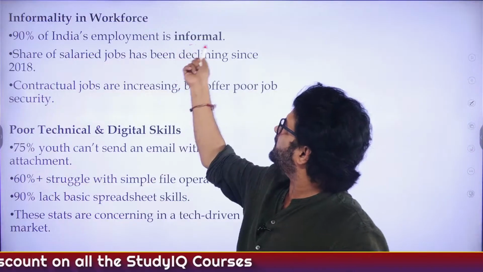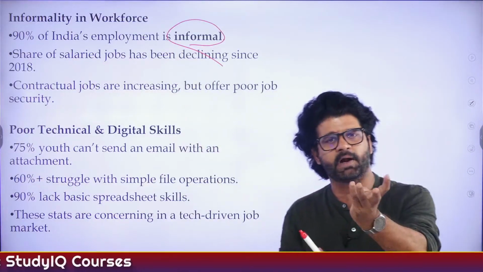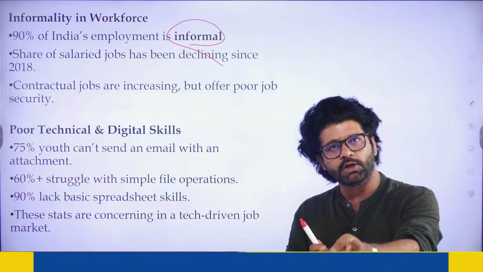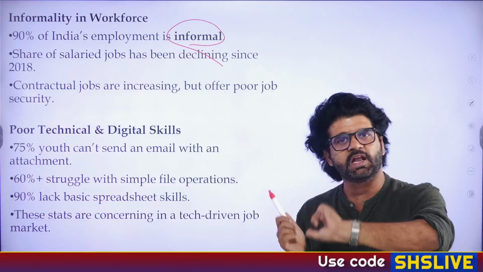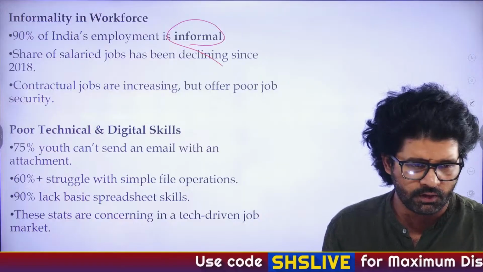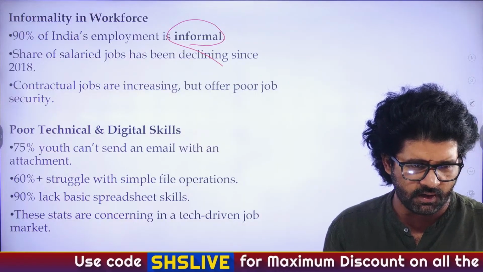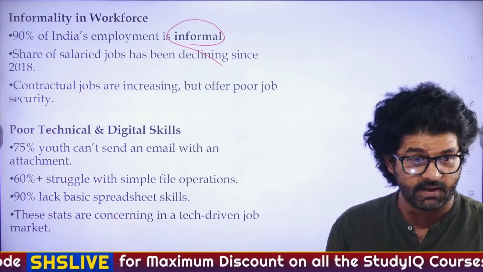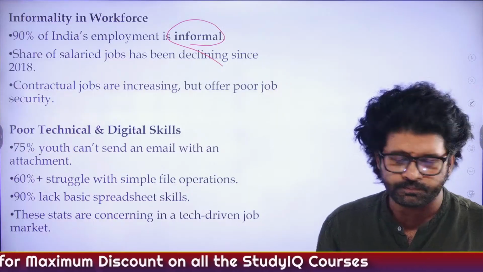90% of India's employment is informal. These are the key points which you have to keep in mind: employability, Indian education system, 90% informal sector. These are the words which we have to remember. Don't worry, Shashmita ji and Chandru ji. What is happening here? Yes, our education system is crap.